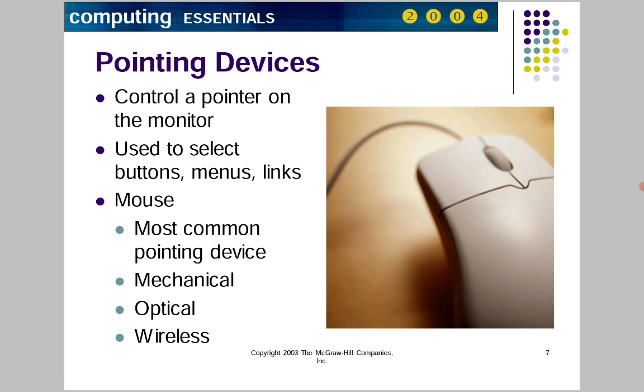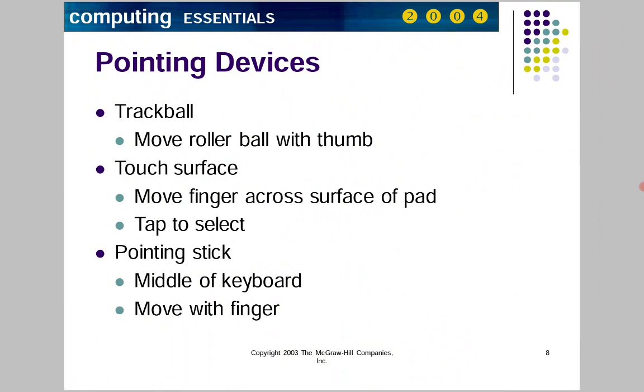And mouse is the most common pointing device. And generally there are many types of mouses used, like mechanical, optical, and wireless mouses. So the latest one is optical mouses. Another pointing device we regularly use is trackball.